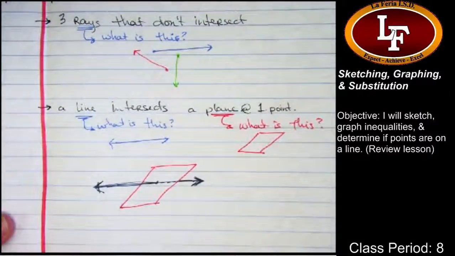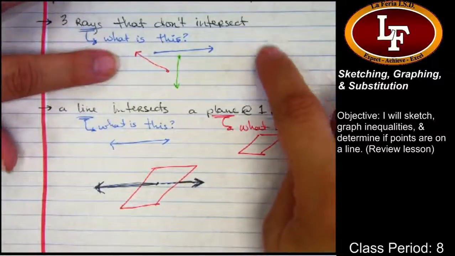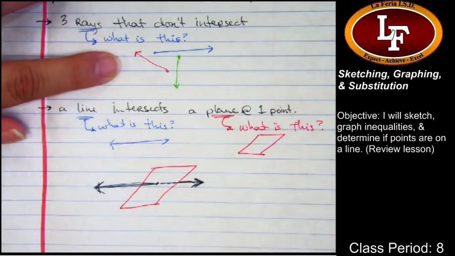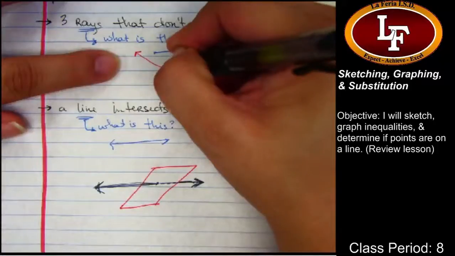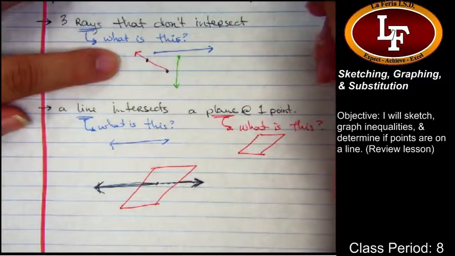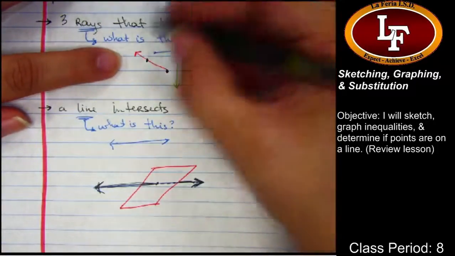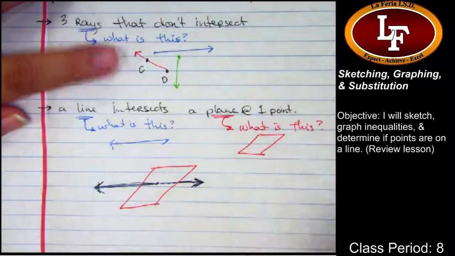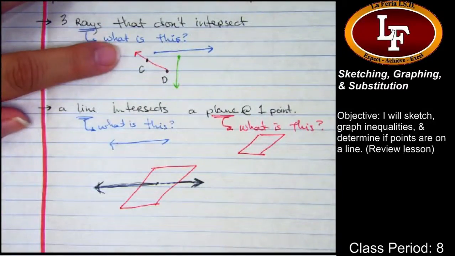Another question that had come up was the naming of rays. I need two letters, please. C and D. So this ray over here in red, you have to name all rays with two letters. On rays, you need two letters to name them, 2 points.